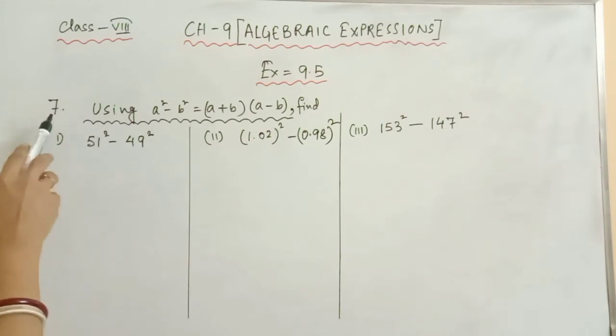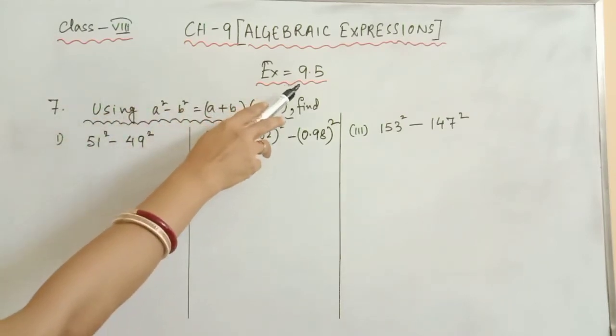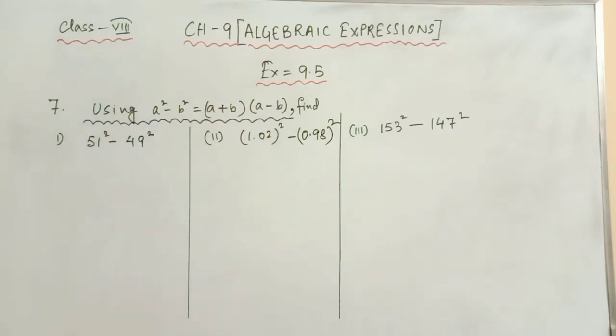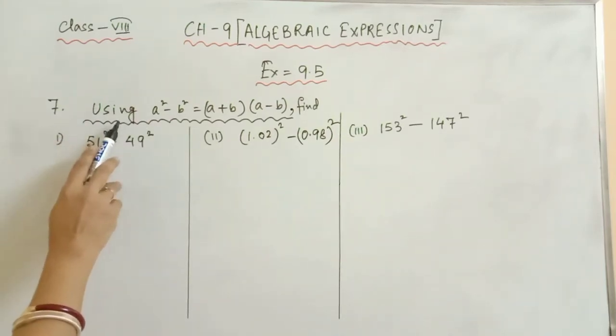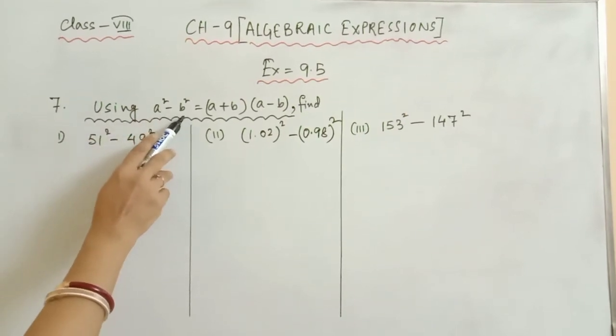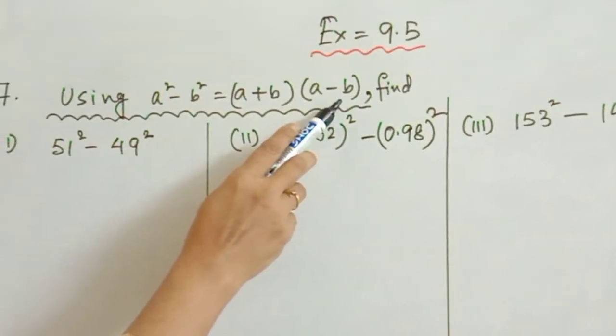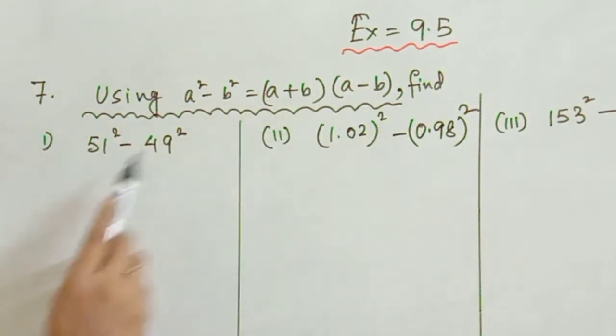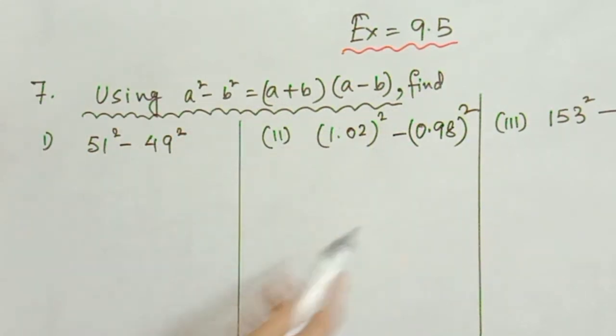Today we will do exercise 9.5, question number 7, chapter 9, algebraic expressions and identities. In question number 7 it is given that, using a square minus b square is equal to a plus b into a minus b, that means the third identity, find the value of this, or you have to evaluate by using these identities.